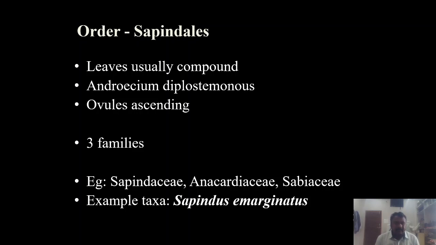Under Sapindales, leaves usually compound again. Androecium diplostaminous. Ovules ascending. 3 families were recognized: Sapindales, Anacardiaceae, and Sabiaceae. Example, Sapindus emarginatus, which is commonly known as soap nut tree.